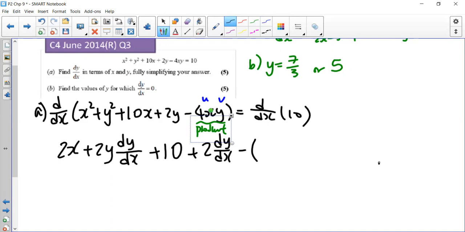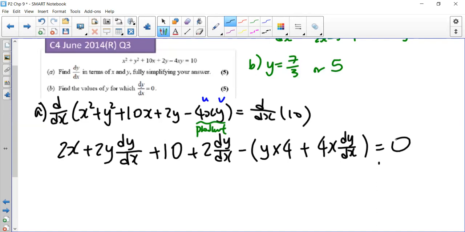Product rule: v du plus u dv. Okay, v is y, du: differentiate 4x, 4. Then u is 4x, dv is dy by dx. Differentiate 10, 0. Now, the good thing about video is, if you got it wrong or don't know how to start, I've started you off, and you can pause anytime and continue from where I haven't done it yet. So if you got stuck in the first step, now I've done the first step for you, then go on.